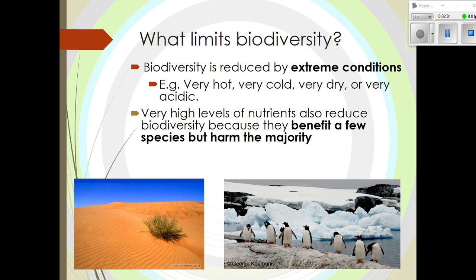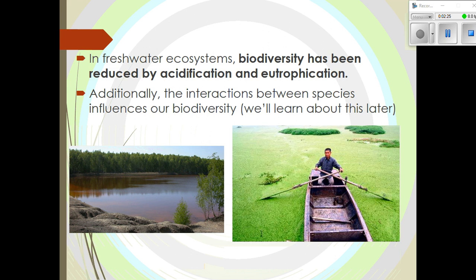So what kind of things would limit biodiversity then? Well, any kind of extreme conditions makes it hard to have a variety of living things. When it's very hot or very cold, very dry or very acidic, only a few species can handle such environments. Very high levels of nutrients also can limit biodiversity because it might benefit a few but would harm the majority. Remember our discussion in the last video about eutrophication? Even though the high amount of nutrients in the waterways supported the algae, overall it hurt the entire community.